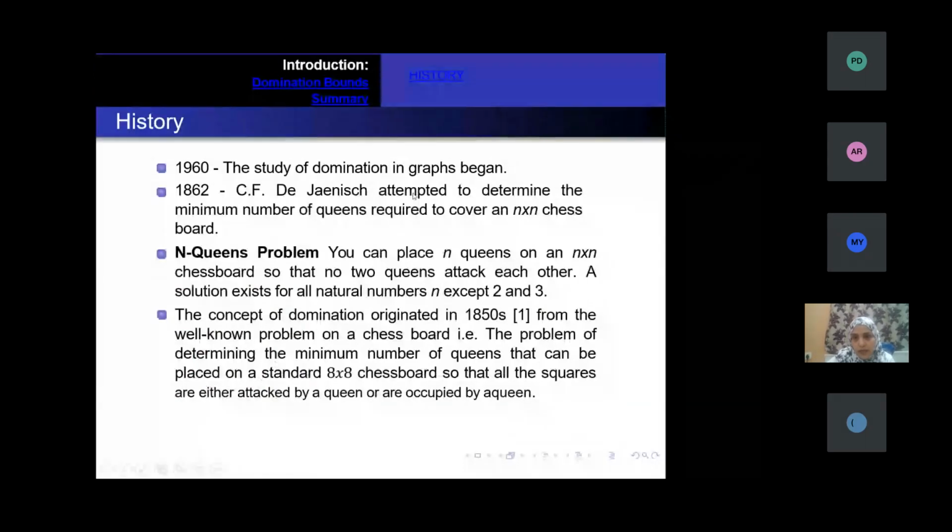So based on this n cross n chessboard, some mathematicians introduced domination in graphs. In the n queens problem, you place n queens on an n cross n chessboard so that no two queens attack each other. The solution exists for all natural numbers n except 2 and 3. This concept of domination originated in the 1850s from a chessboard. The problem determined the minimum number of queens that can be placed on a standard 8 cross 8 chessboard, which we can also see through an example.